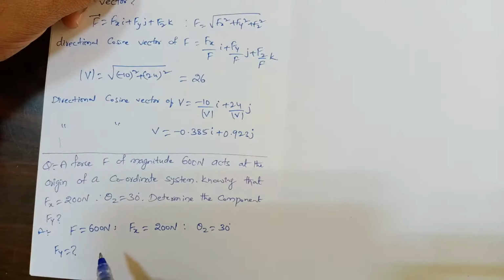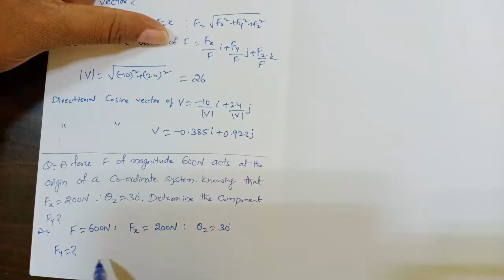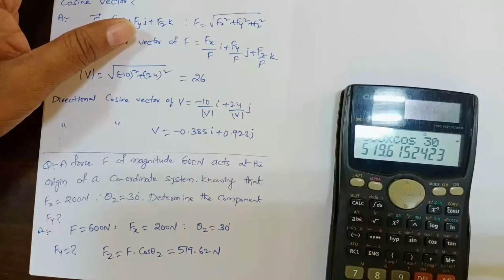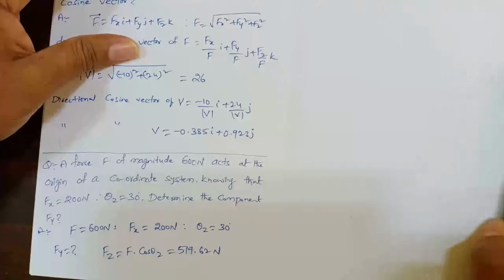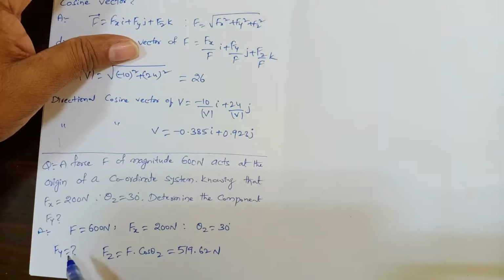So here as theta z is given, F known, we can find out Fz. Fz is equal to F cos theta z. So substituting the values here, what we get is Fz is equal to 519.62 Newton.